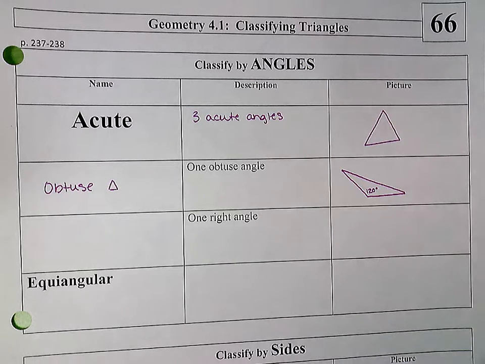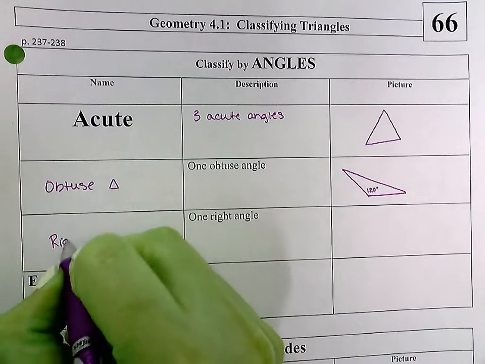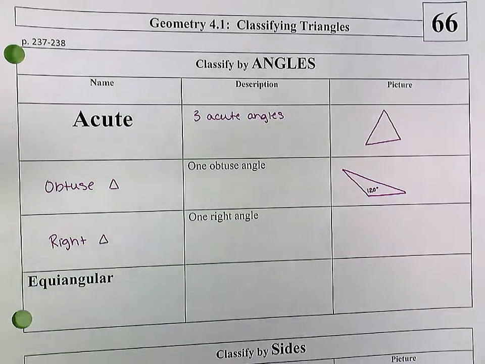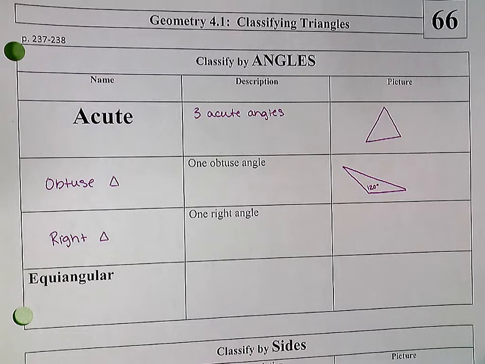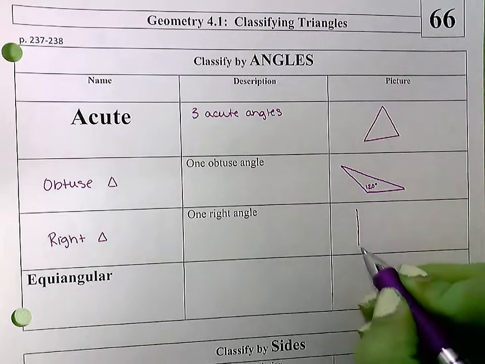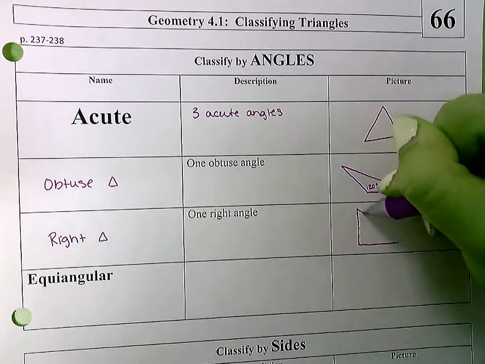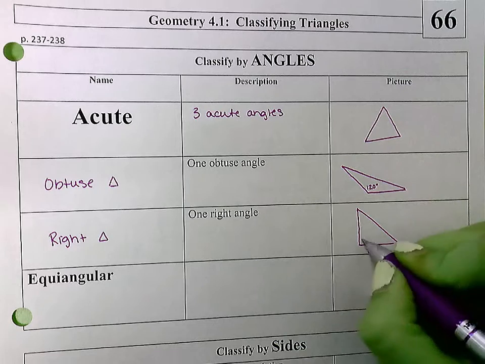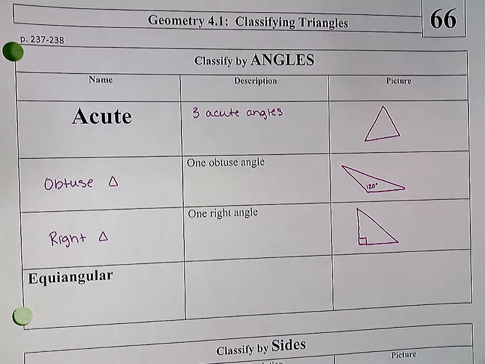The next type is a right triangle. Okay, a right triangle has 1 right angle. In our picture here, we put that box in that angle there to show that it is a right angle. Okay, so acute, all 3 angles are acute. Obtuse, you have 1 obtuse angle. Right, you have 1 right angle.